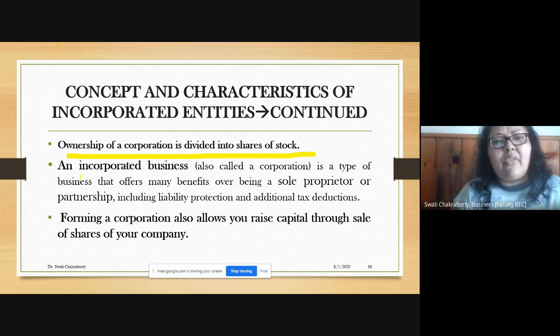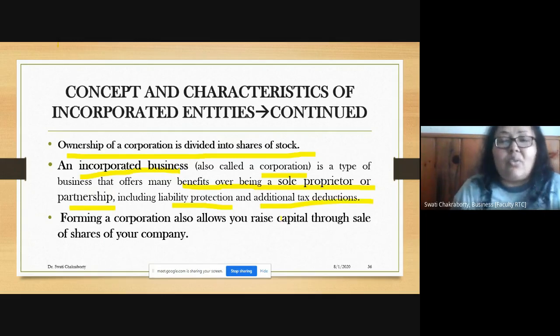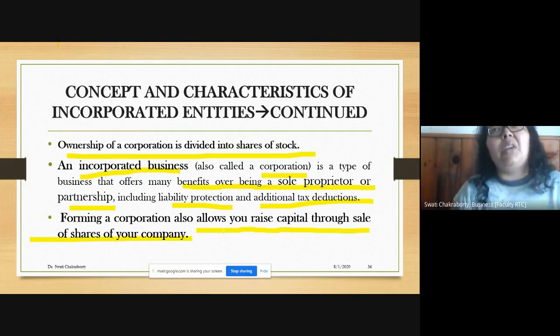An incorporated business is also called a corporation. It offers many benefits as compared to a sole proprietorship or partnership, where we've just spoken about limited liability and tax benefits. If you decide to make your business into a corporation, it allows you to raise capital through the sale of shares of your company. You can do that.